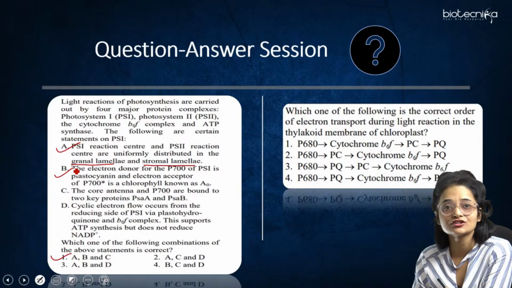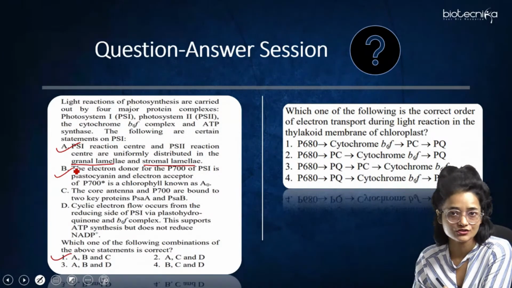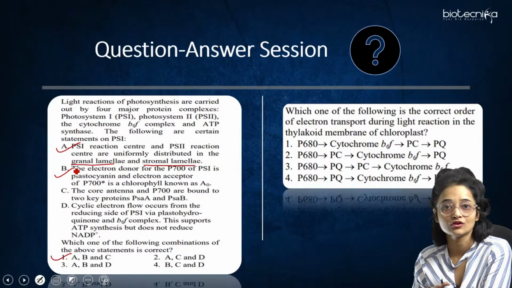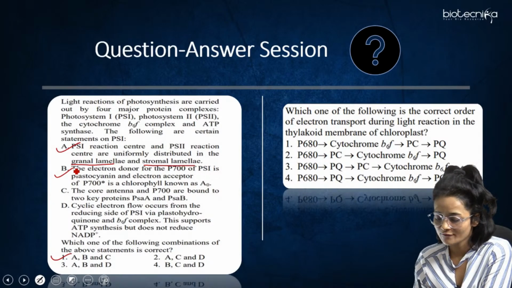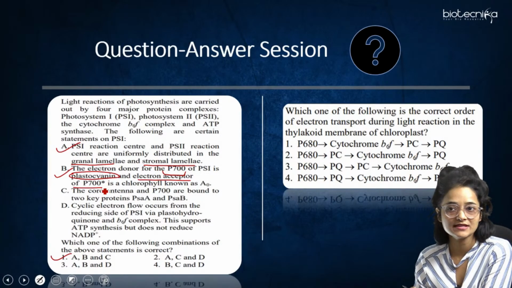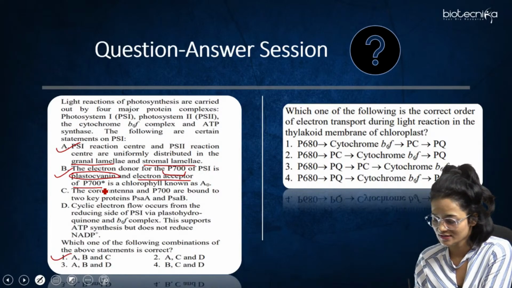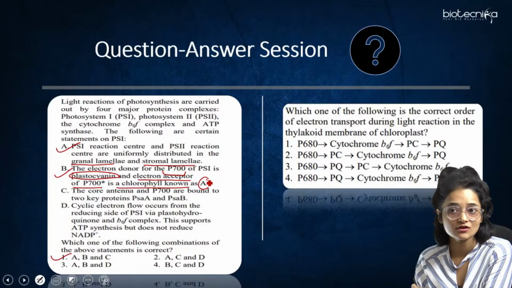Second, it says the electron donor for the P700, that is not in the excited state, of PS1, is plastocyanin, right? So from plastocyanin, the electron is being donated to P700, and the electron acceptor of P700, when the P700 gets an electron into the excited state, then it transfers its electron to the chlorophyll known as A0. This is also the correct statement.